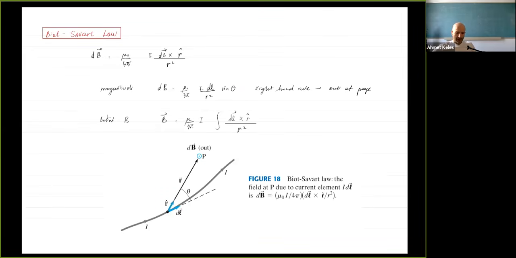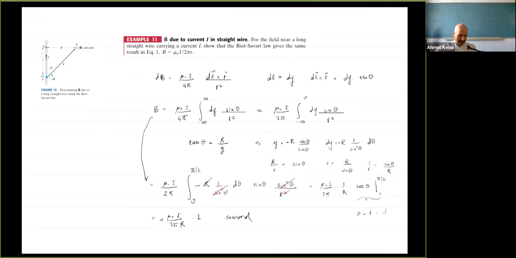Right? And now I can sum over all segments. If I have some curves, some weird geometrical shape, I can integrate it. I can integrate this and then find the total magnetic field at point P. And that's the integral. All right, so let's do some examples and see.